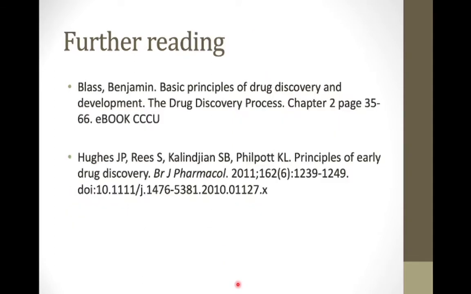This is from further reading. Please take a look at this book chapter from Benjamin Blass in Basic Principles of Drug Discovery and Development. Have a look at the drug discovery process. It's a really nice chapter, Chapter 2, pages 35 to 66. This is available as an ebook from Canterbury Christ Church Library. Also, this publication, which I'll upload onto the Blackboard, is looking at the principles of early drug discovery.